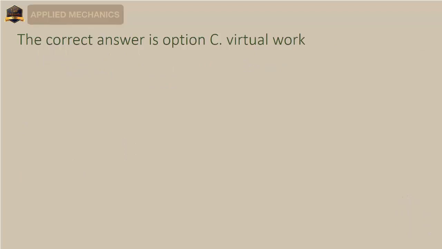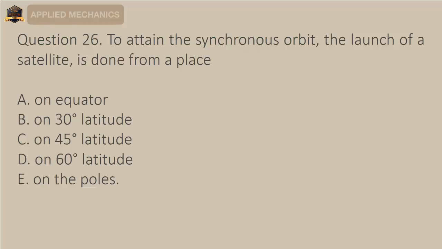Question 26. To attain the synchronous orbit, the launch of a satellite is done from a place A. On equator, B. On 30 degrees latitude, C. On 45 degrees latitude, D. On 60 degrees latitude, E. On the poles. The correct answer is option A, on equator.